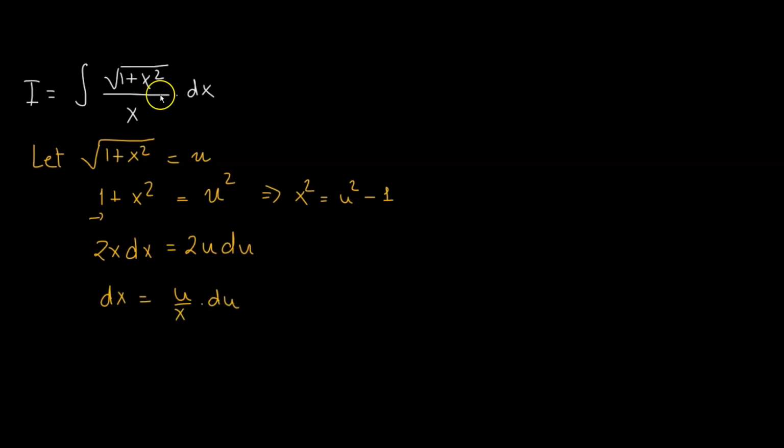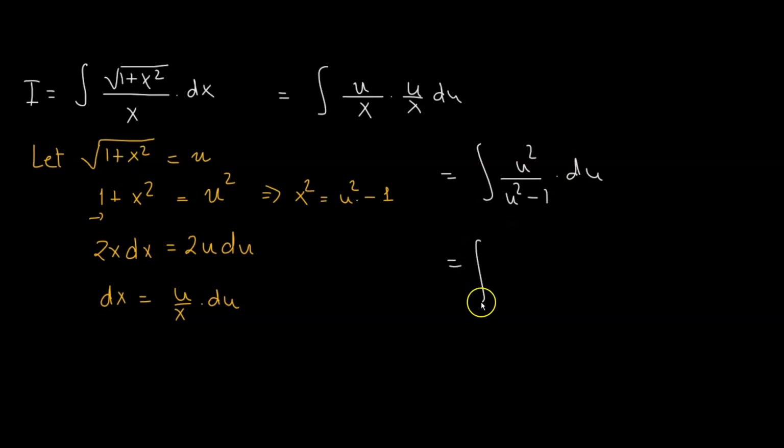Fine. Now let's substitute these values into our integral. So we have our integral will be equal to the integration of, in place of square root of 1 plus x squared, we have u divided by x times dx. So dx will be u over x du. So the x and x get multiplied to give us x squared, and we know that x squared is u squared minus 1.